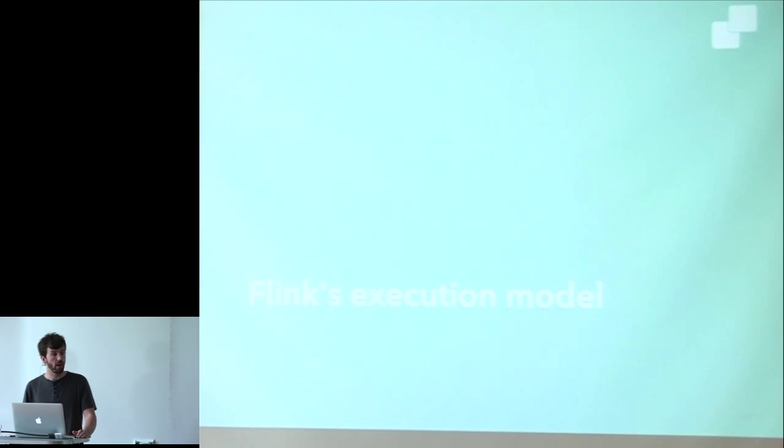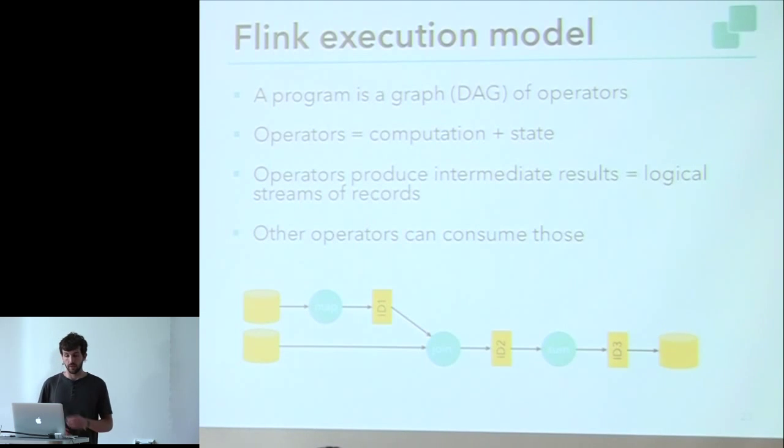Now I want to show you a bit more of what happens on the task manager side, so where the actual computation of the results happens. So I mentioned that a program, what we call the job graph, is basically a directed acyclic graph of operators. And operators in Flink can compute, but they can also hold state in the case of streaming.